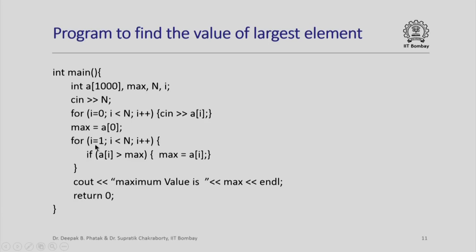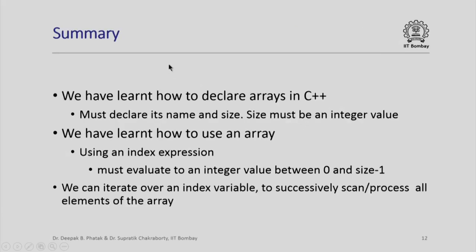Notice this iteration which starts with I equal to 1. I have already accounted for the 0th element. I want to examine the remaining elements from 1 to n minus 1, which is what this iteration does. In this iteration, if A[I] is greater than max, I simply reset max to A[I]. At the end, you can very easily conclude that when I come out of this iteration, the maximum value will be located in max.